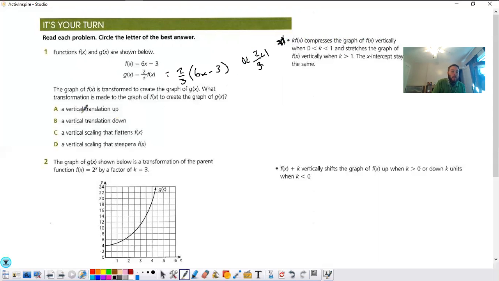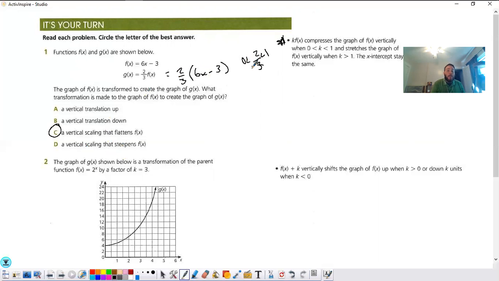And if we're taking a look here, that's going to be choice C, because we're flattening f of x. All right, we're compressing it vertically. We're making it so the slope is closer to the x-axis, right, or flattens it because we multiplied by a number between 0 and 1.